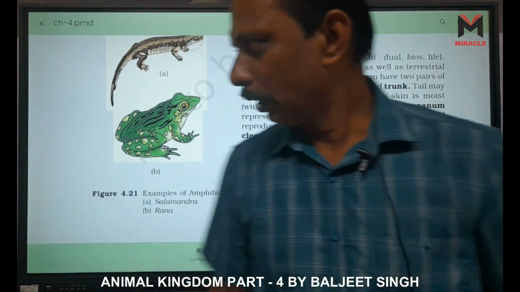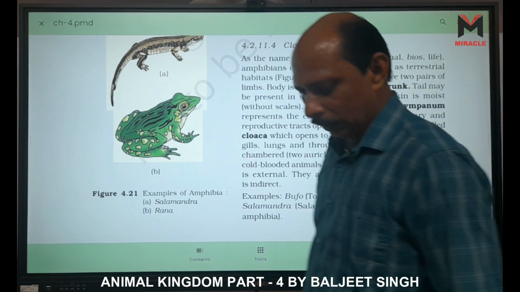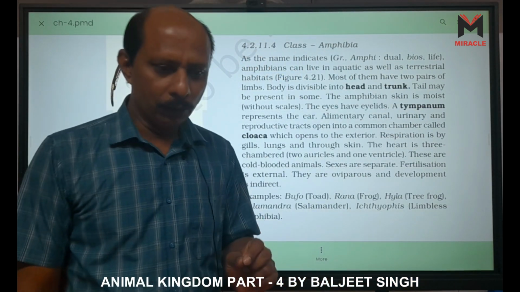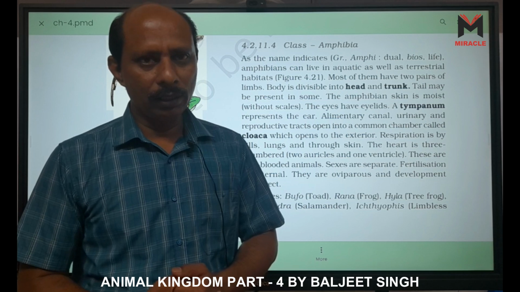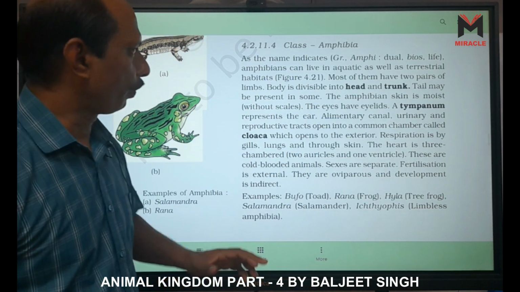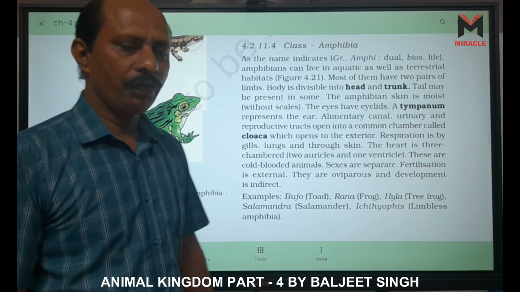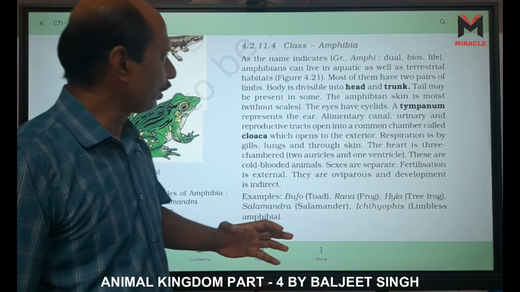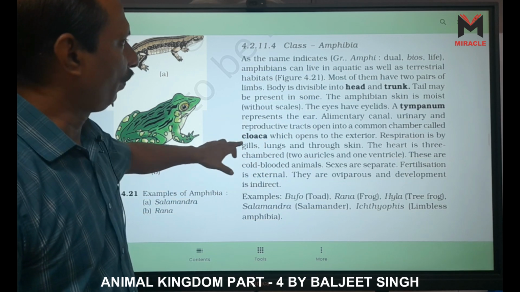After Osteichthyes, now we have another class, that is Amphibia. As I already told you, which one is the golden era of fishes? That is the Devonian era. The Devonian era is the golden era of fishes, and for amphibians, it is the Carboniferous era. Carboniferous period or era, this is the golden era of amphibians.